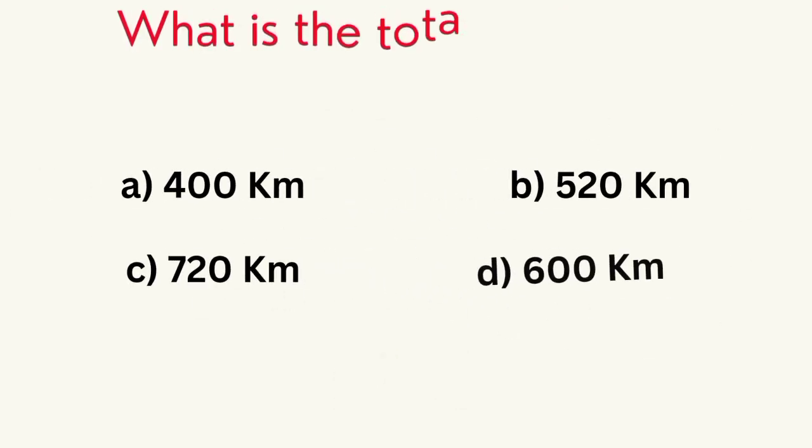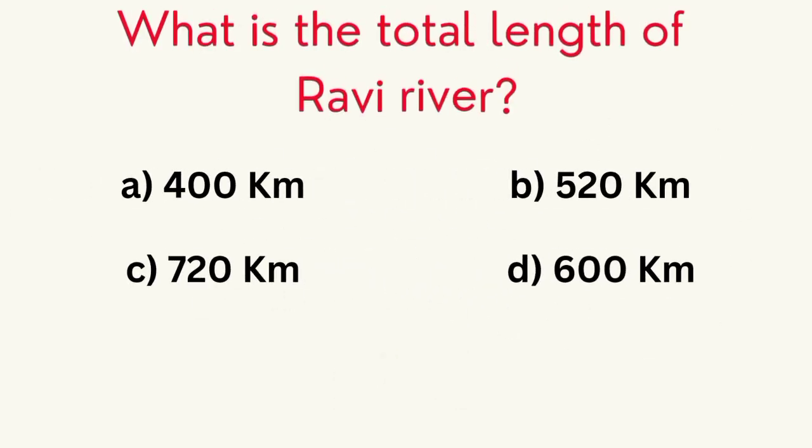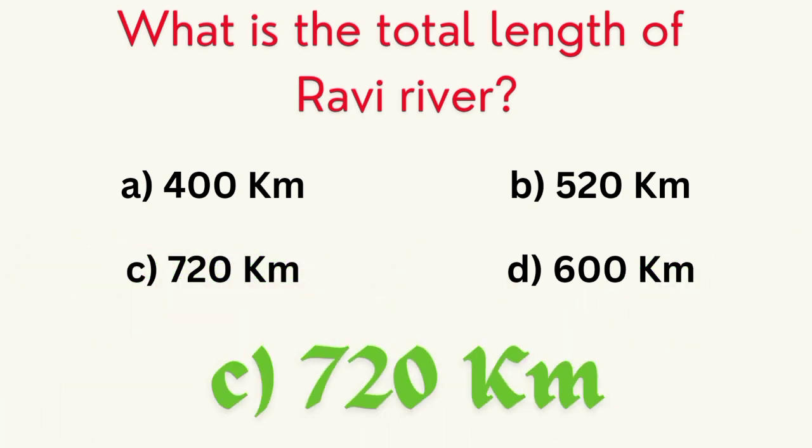What is the total length of Ravi River? A. 400 kilometers. B. 520 kilometers. C. 720 kilometers. D. 600 kilometers. Answer is C. 720 kilometers in Punjab.